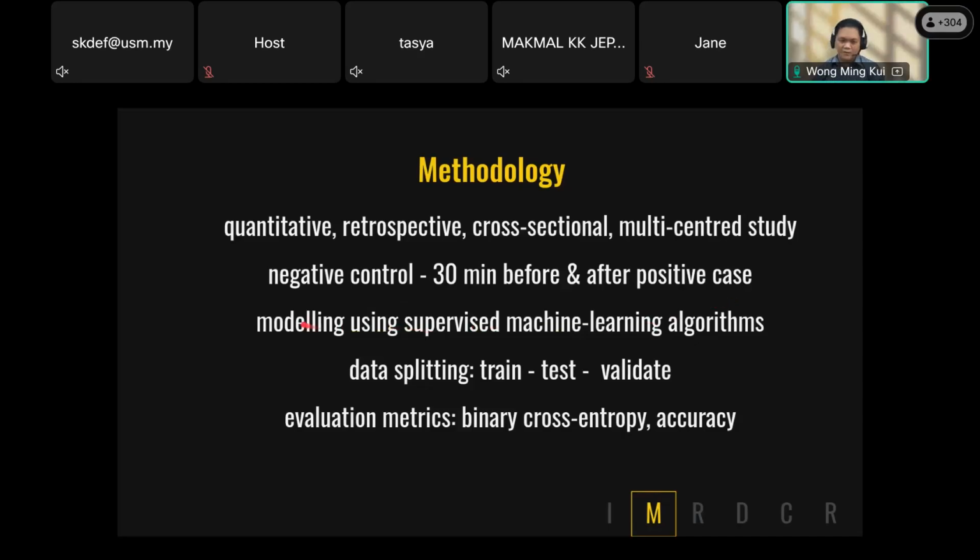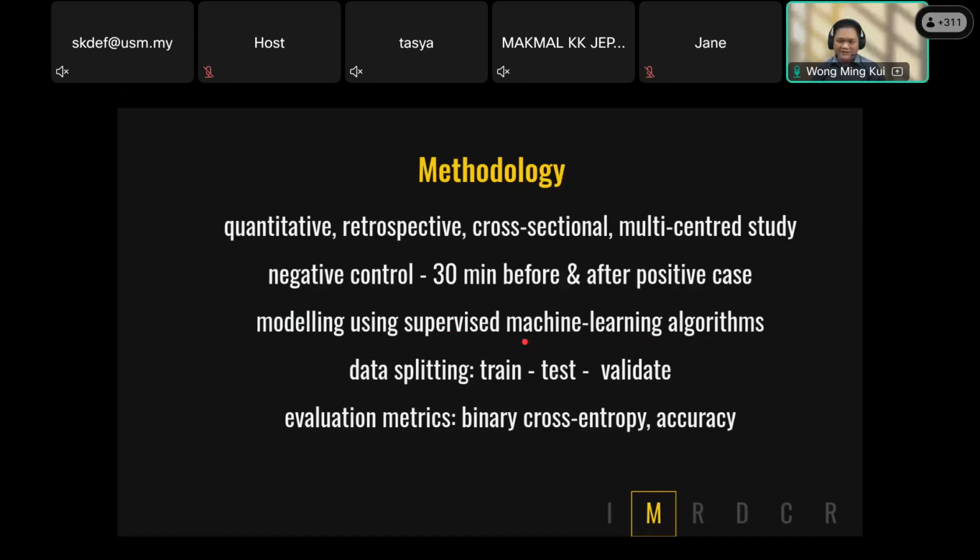The AI model is built using a supervised machine learning algorithm. Why do we call this method supervised? Because during the development phase, we tell the machine learning algorithm that this image is a positive image or a negative image. So we tell them the answer.